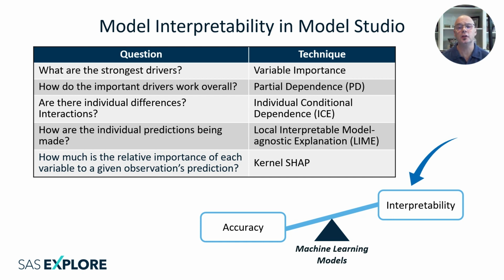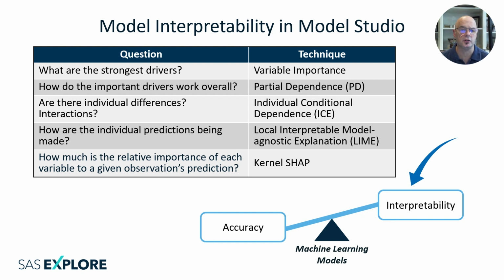In addition to engineering features, we might also be interested in model interpretability. Many machine learning algorithms themselves are black boxes, but SAS Viya does provide some additional tools that can help gain insight into the model. The methods or techniques are listed on the right of this slide, things like variable importance, partial dependence, individual conditional dependence plots, and so on. And what question each method answers is on the left.